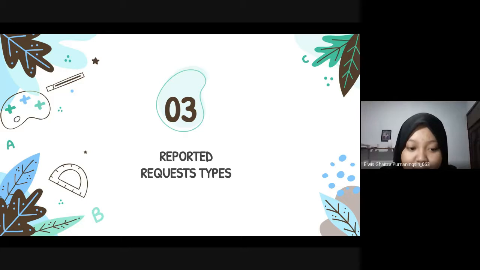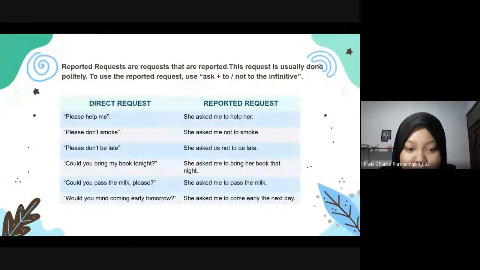The third is reported request types. Reported requests are requests that are reported. This request is usually done politely. To use the reported request, use ask plus to or not to the infinitive. For the example, direct request: "Please help me." The reported request is she asked me to help her. "Please don't smoke." She asked me not to smoke. "Please don't be late." She asked us to not be late. Next.